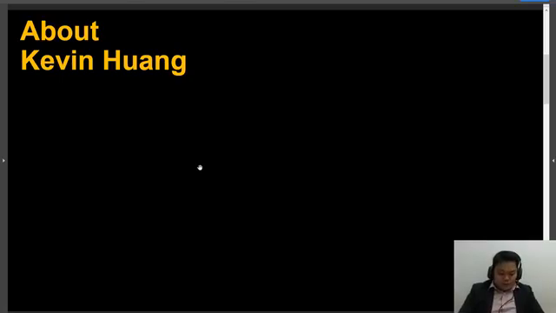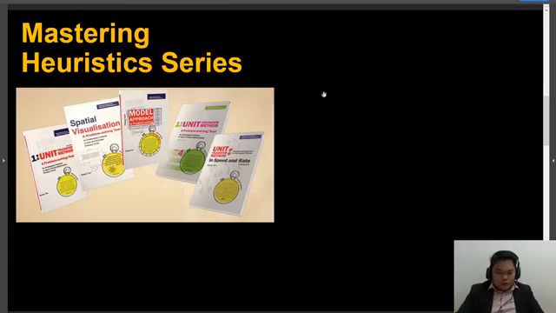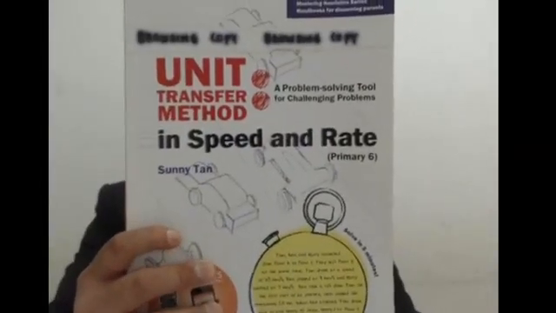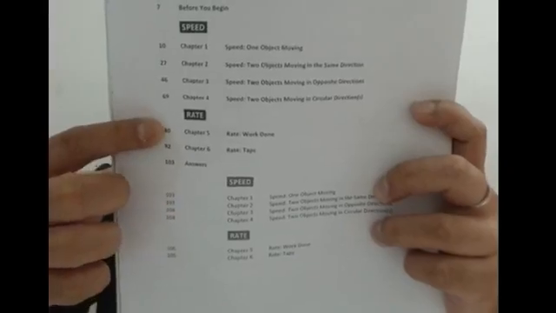Right, let me just talk a bit about the Mastering Heuristics series, which my boss and mentor, Mr. Sunny Tan, wrote back in 2012. So for this book itself, you can see that it was published back in 2012, and this book is on the unit transfer method for speed and rate. So you can see here the contents of the book. There are two main components to it. One is for speed, one is for rate. And of course, today I'll be talking more about rate specifically for work done.